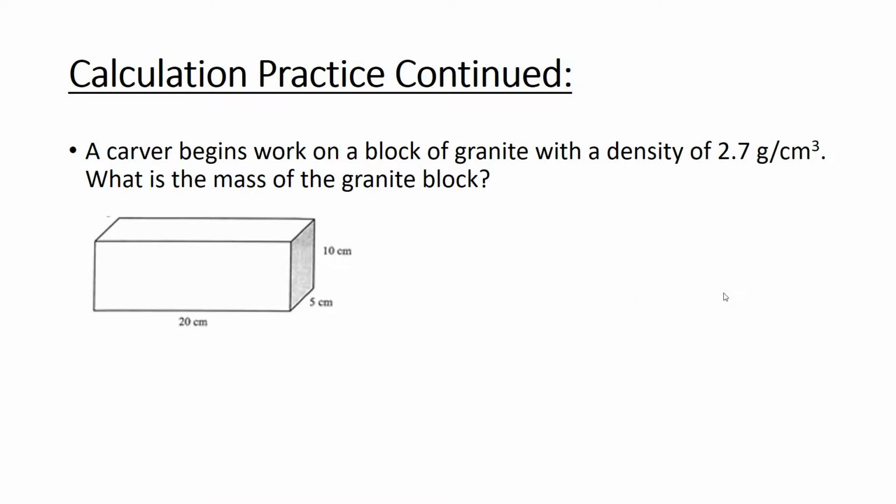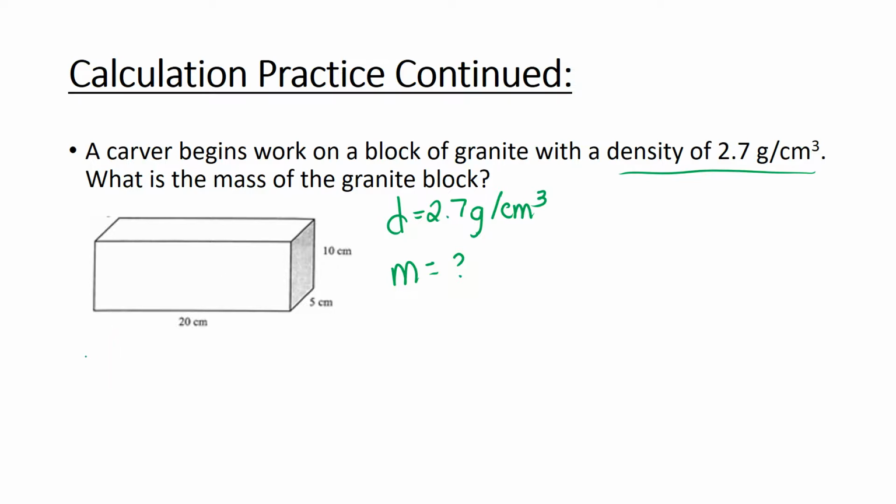So on the back side, we have a few other things going on. In this case, we have this block of granite. It tells us that it has a density of 2.7 grams per centimeter cubed. And it wants to know what's the mass, and that's all it gives us. But we do have this image, and so we can identify it as a regular object, meaning we can measure the dimensions, which is already done for us.